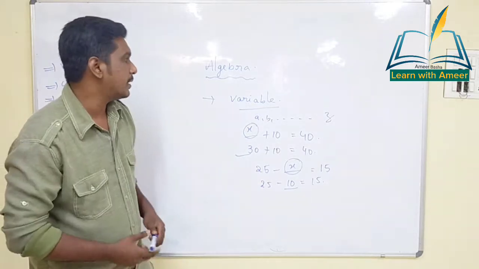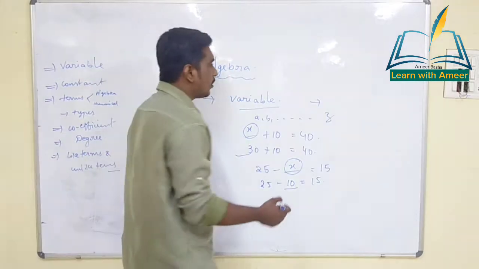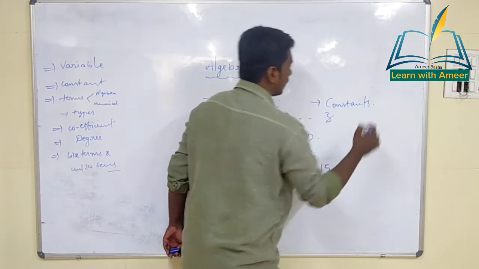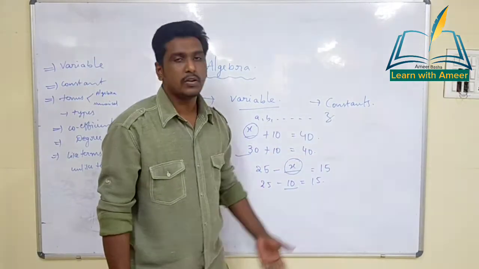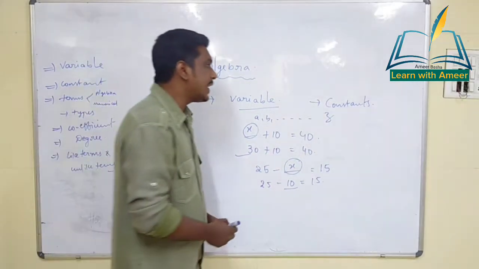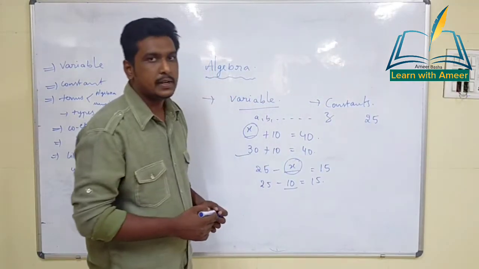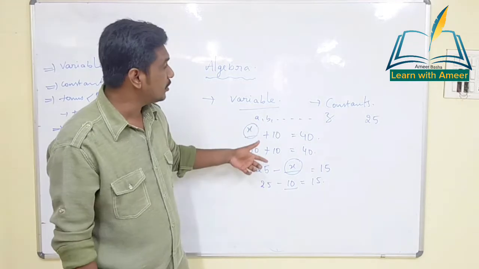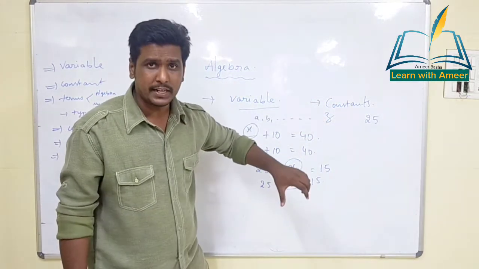Now the next concept is called constants. Now we'll try and understand what constants are. Constants are nothing but simple numbers. Unlike variables whose value keeps on changing, constants are values whose value is constant.